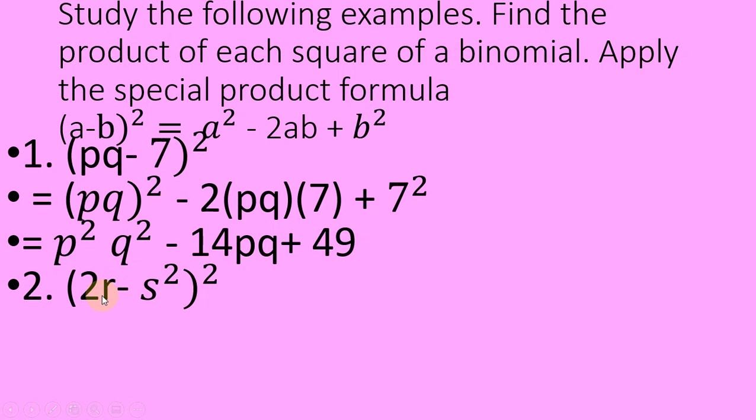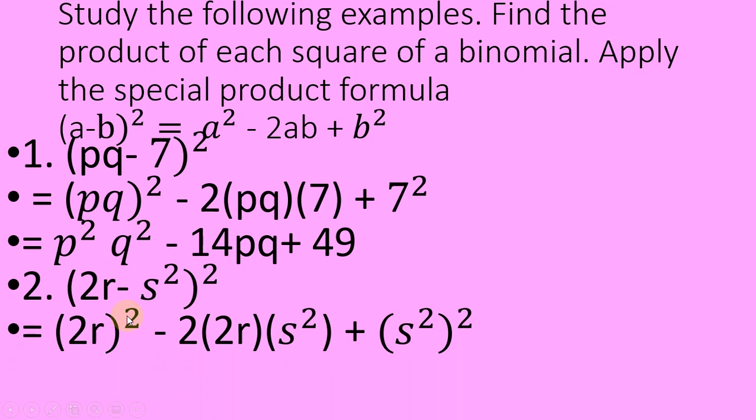Another example. Square of the binomial (2r minus s) squared. So square the first term, which is 2r. Copy the sign of the middle term. Twice the product of the first term and the last term, plus the square of the last term. So 2r squared, 2 times 2, which is 4, and then r times r, which is r squared. Minus 4rs, and then s squared, which is s squared.